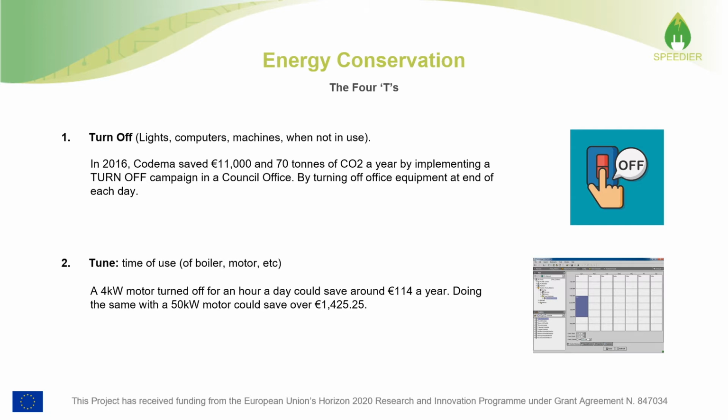So the first step again of the energy pyramid is energy conservation. And there's a quick little tip that you can think of: the 4 T's of energy conservation, which is turn off, turn down, and trial. Starting with turn off, which this is for lights, computers, machines when not in use, to turn them off. Simple turning off the light switch, it can save you that amount of energy for that period of time.